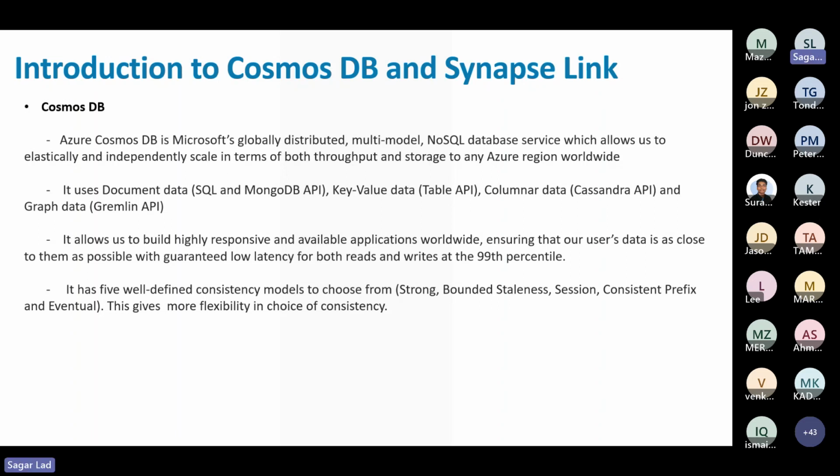Cosmos DB also allows us to build highly responsive and available applications worldwide, to ensure that data is as close as possible without any additional delays for both reads and writes. Another major feature of Cosmos DB is that it also provides multiple consistency models, like strong, bounded staleness, session, consistent prefix, and eventual, which provide more flexibility to choose the consistency and how to handle the data.